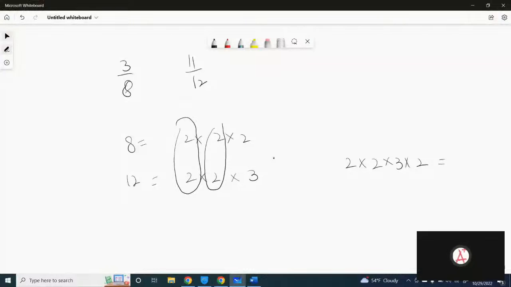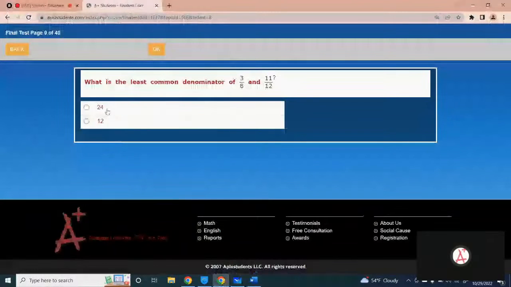Very good, Donal. 2 times 2 is 4, 4 times 2 is 8, and 8 times 3 is 24. That means the common denominator is 24. Got it? Just select the correct option and then click on the OK button. Okay, you can complete the test by yourself later today.